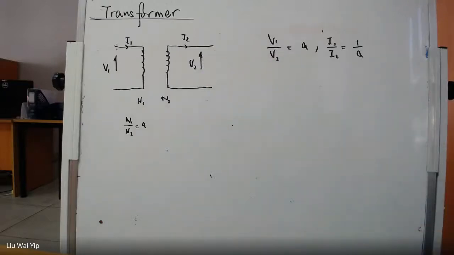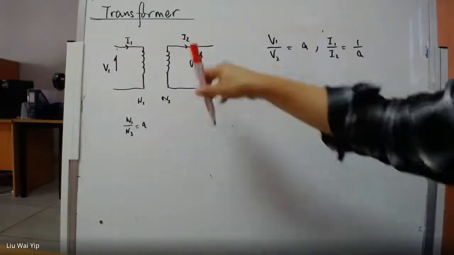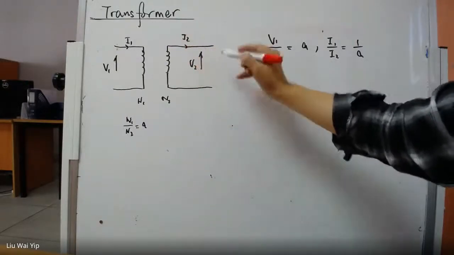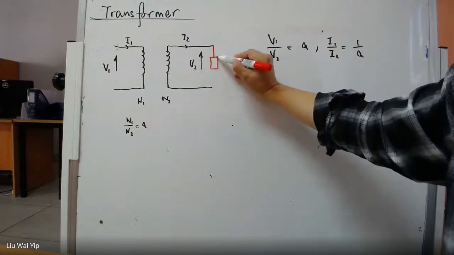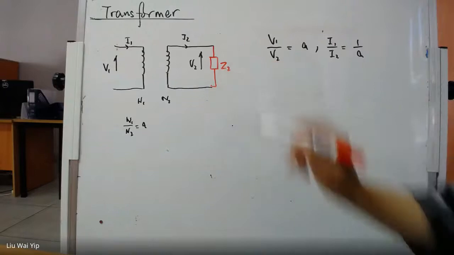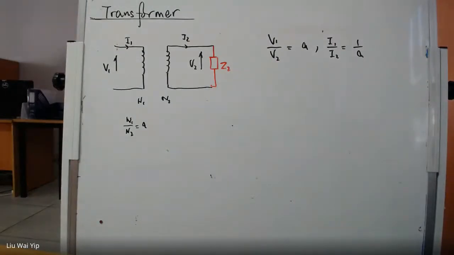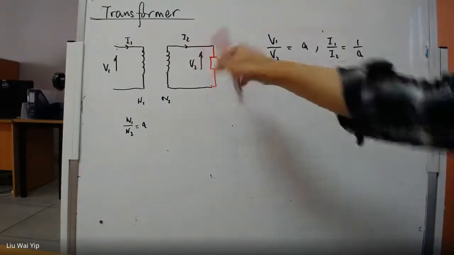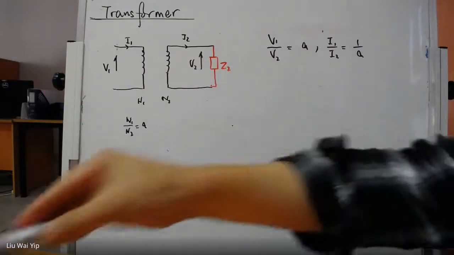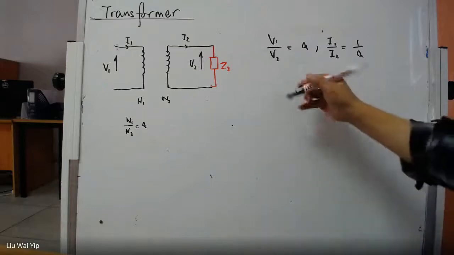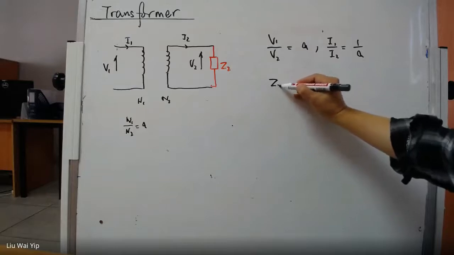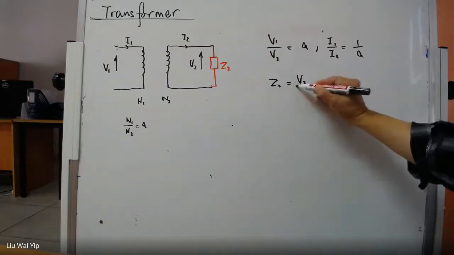So if you have a current going through something, and we don't know what it is, let's say this is Z2, the impedance. So in this case, we can just say the output impedance, Z2, is equal to V2 over I2.